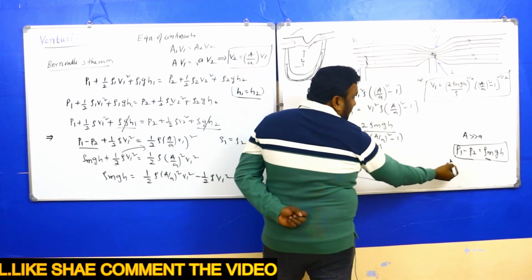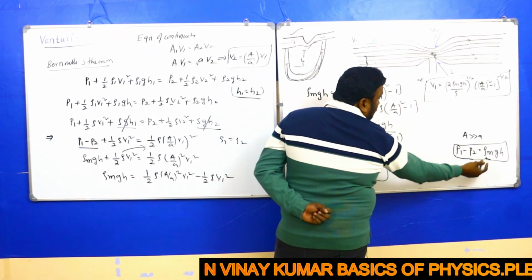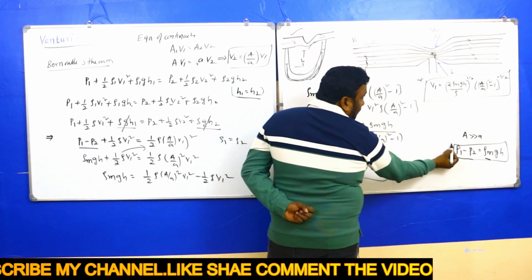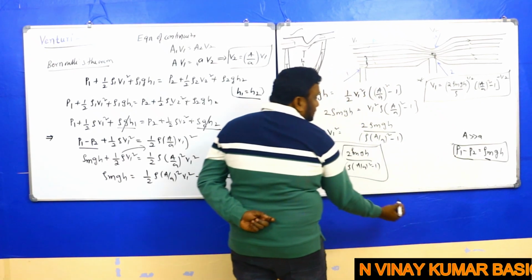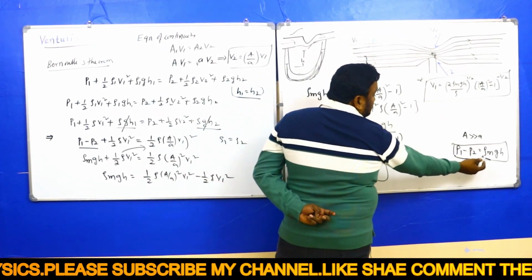మరి ఫార్ములా వచ్చేసి మనకి P1 - P2 = ρgh ఇక్కడ అవుతుంది. సో మనం మానోమీటర్ గురించి ఆల్రెడీ వీడియోలో డిస్కస్ చేసాము, అది ఒకసారి చూడండి. P1 - P2 = ρgh.